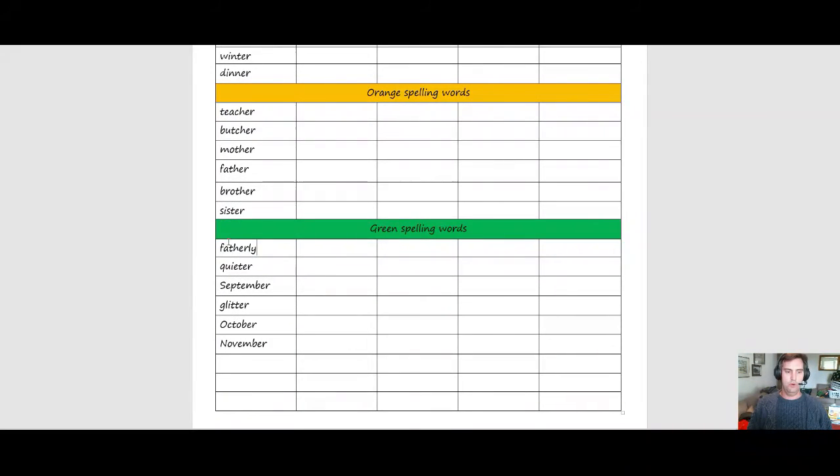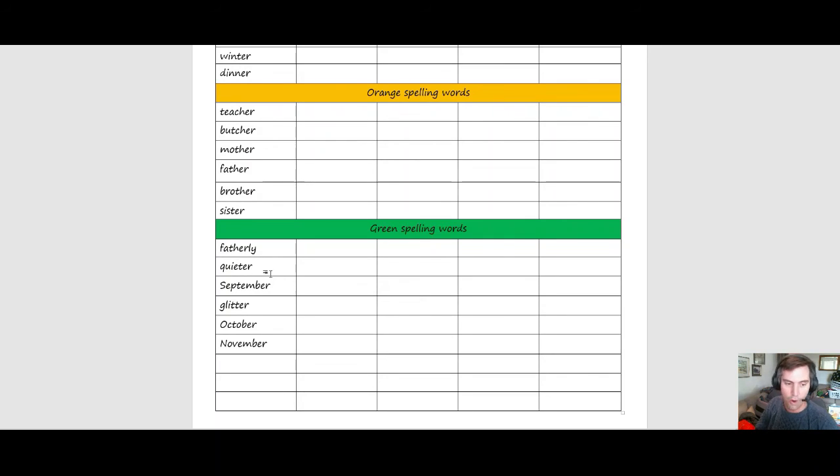Now, onto the green words. These are trickier. So we have the word fatherly. Say the word fatherly. Now, this word has the suffix ly on the end. Ly. That means that it's an adverb. It's describing an adjective. For example, if the teacher spoke to their student in a fatherly way, it means that you seem a bit like a dad when you're talking to your students.